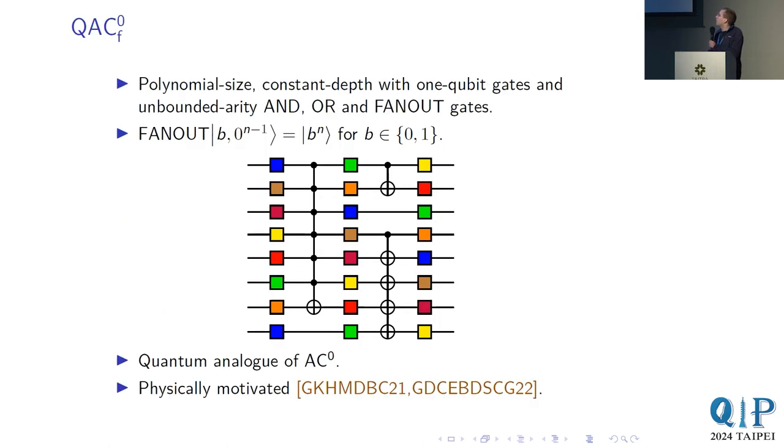One class that we might consider is called QACF0. This is a quantum analog of AC0. Specifically, it's polynomial-sized, constant-depth quantum circuits with arbitrary one-qubit gates and arbitrarily large AND and OR gates, as well as fan-out gates. Fan-out, you can just think of as making copies of a classical bit in superposition. This is something you need in order to even directly implement AC0 on these circuits. There's also some physical motivation for this, as some people have been trying to build these sorts of circuits in the lab directly.